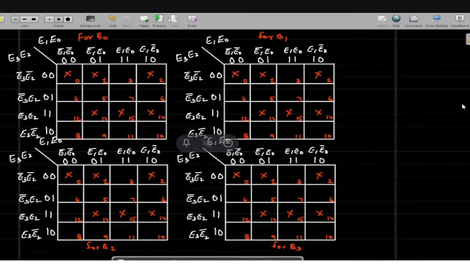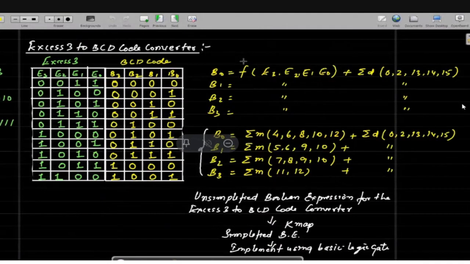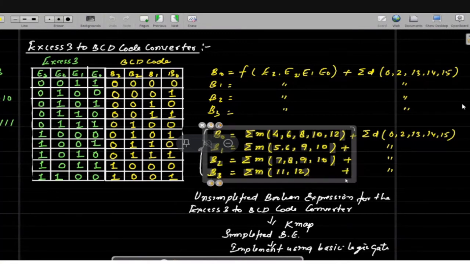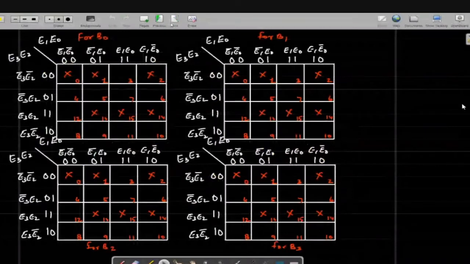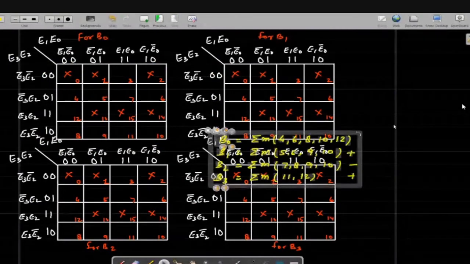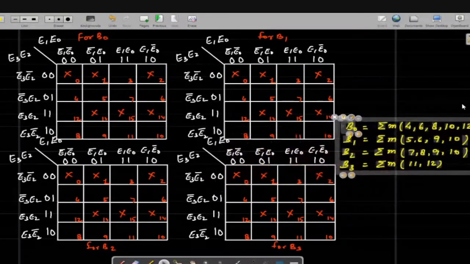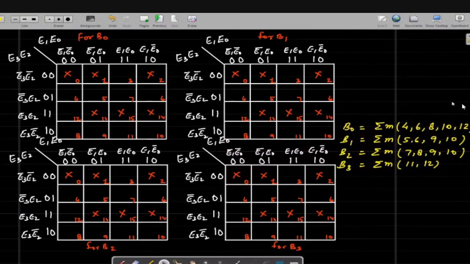So let's copy these unsimplified Boolean expressions to the next slide, so that it makes it easy for us to map all the minterms corresponding to them. Control C, and here I'm going to paste it. This helps us map all the minterms corresponding to the K-maps for V0, V1, V2, and V3.